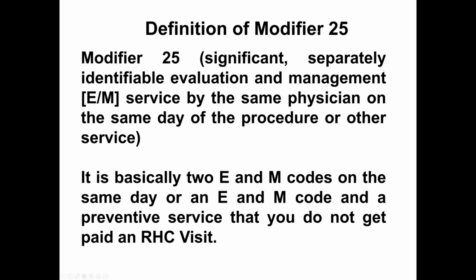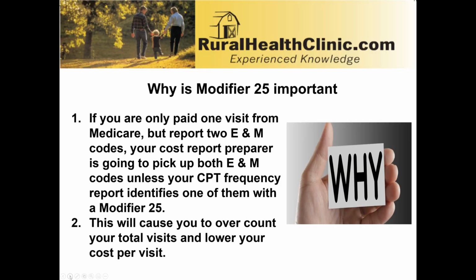If the commercial insurance companies would actually use the proper definition of a 25, which is two significant, separately identifiable E&M services. A lot of times they require you to put that on just any type of additional incident-to service that isn't a separately identifiable E&M code. So that's why there's a lot of confusion on those 25s.